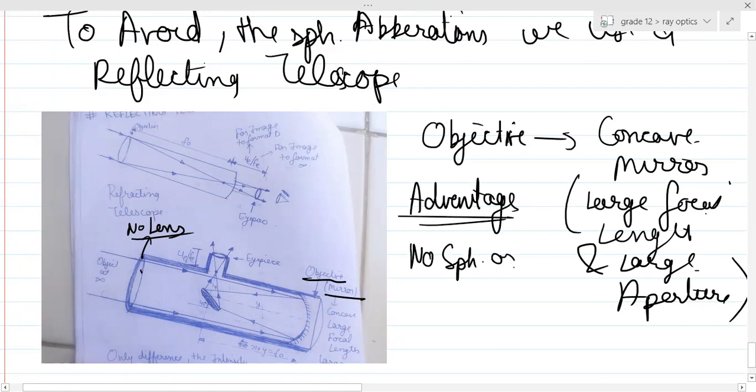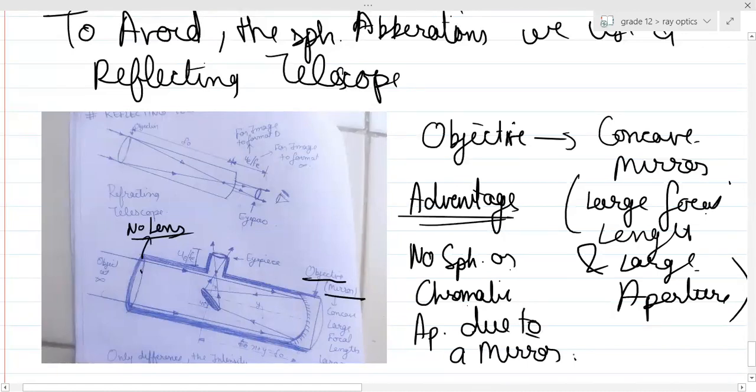No spherical or chromatic aberrations due to a mirror. Just a second. Okay. Is this clear? In case of mirrors, there is nothing called aberrations, because a mirror never shows aberrations, right?